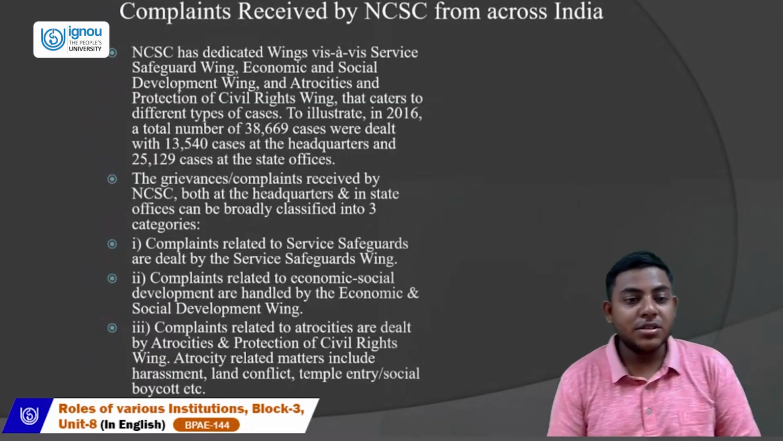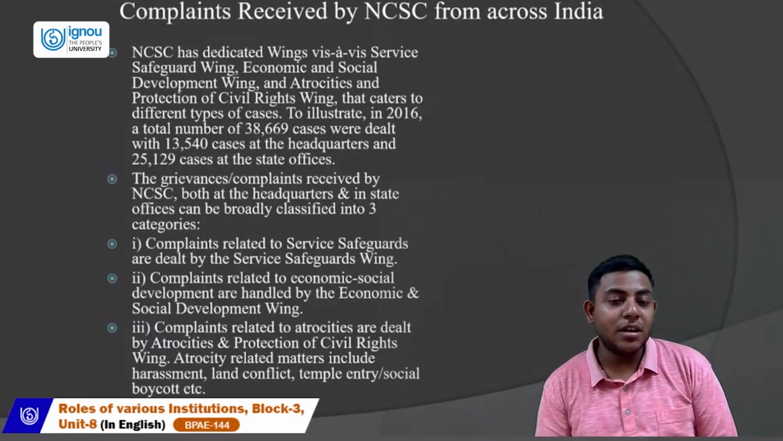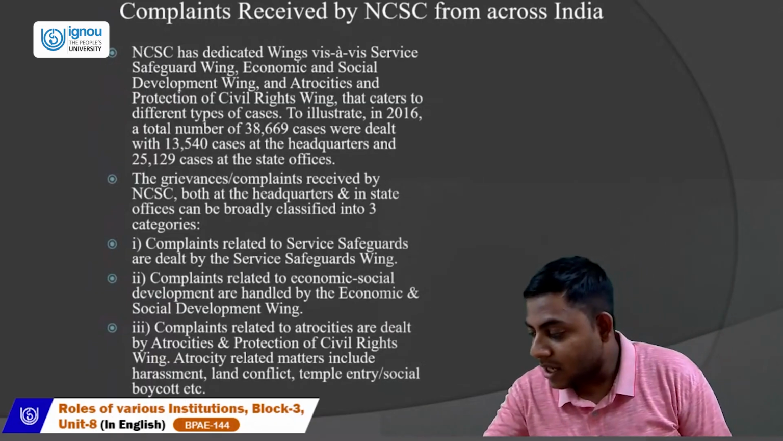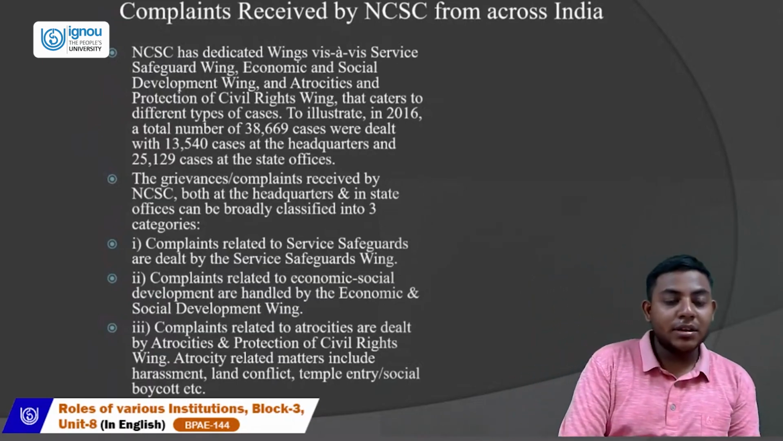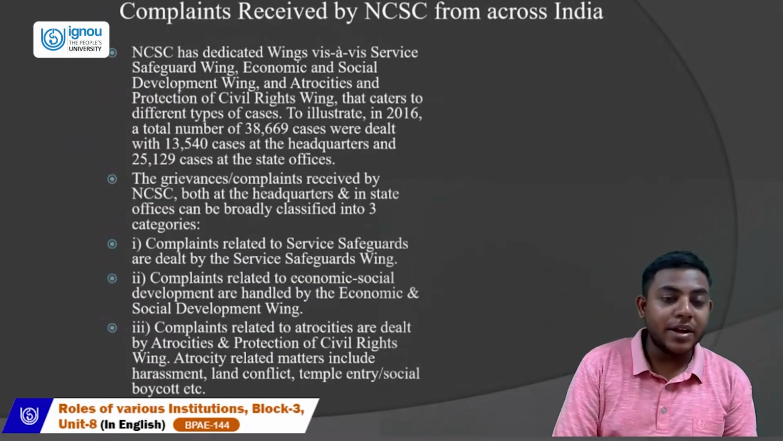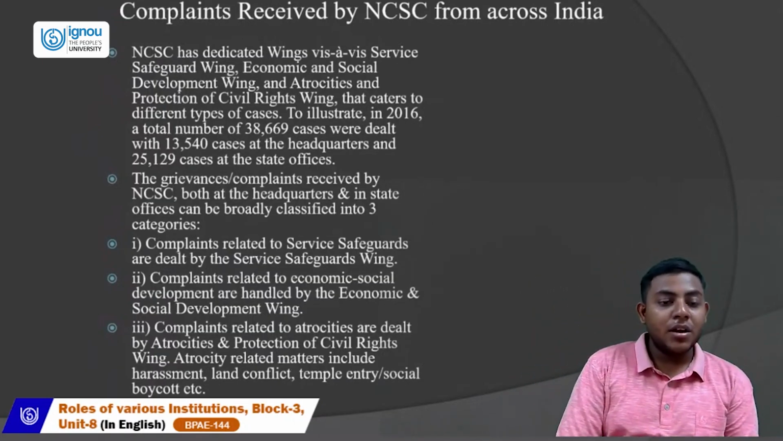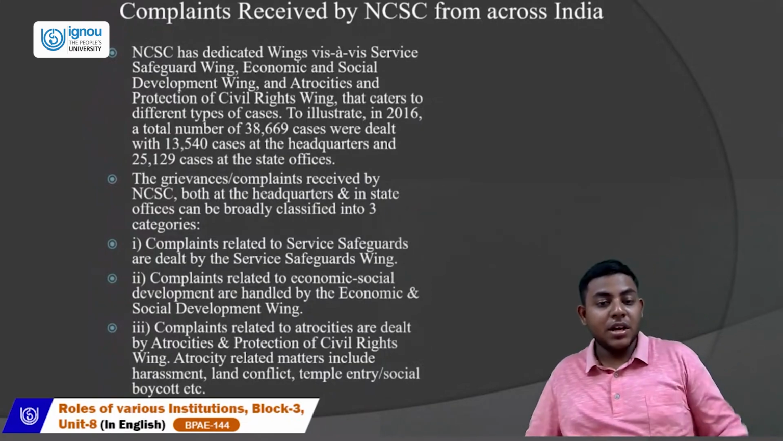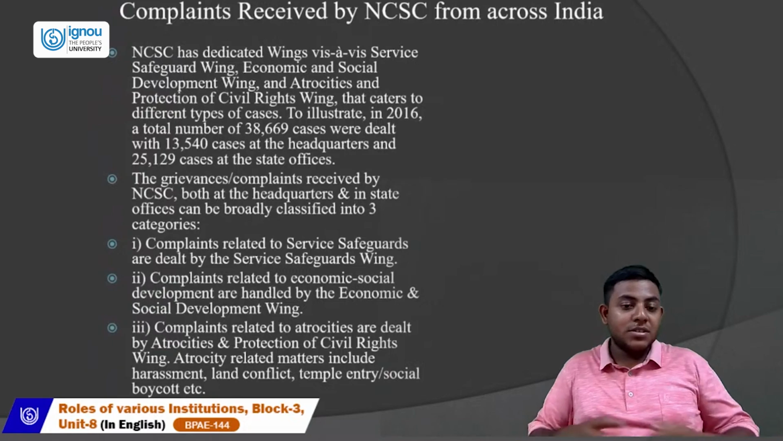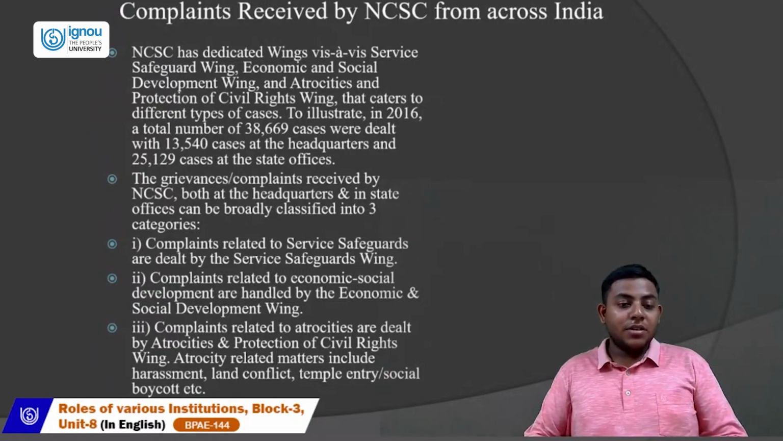To illustrate, in 2016, a total number of 38,669 cases were dealt with, 13,540 cases at the headquarters and 25,129 cases at the state offices. And the grievances or complaints received by the National Commission for Scheduled Castes, both at headquarters and in state offices, can be broadly classified into three categories.